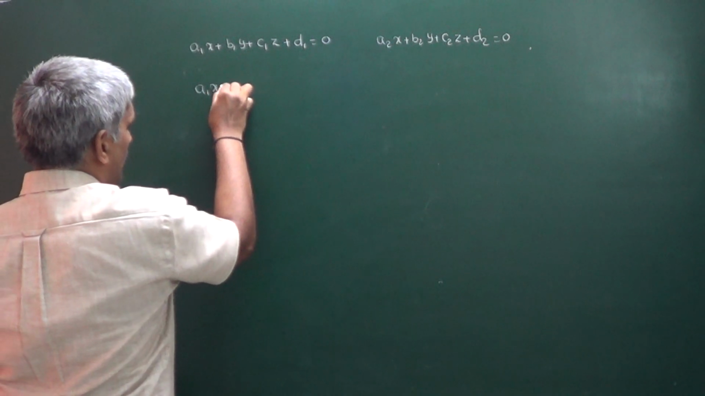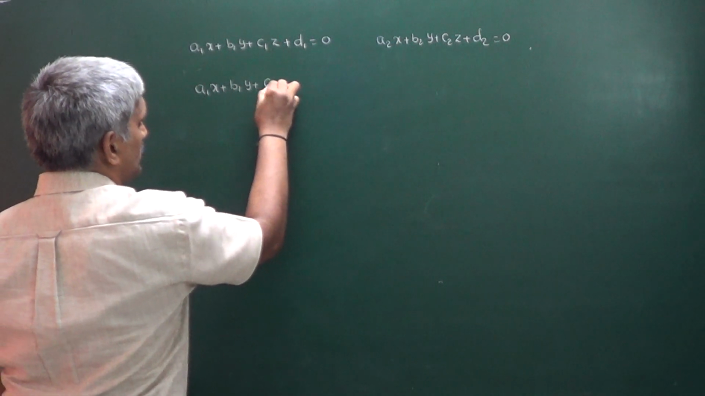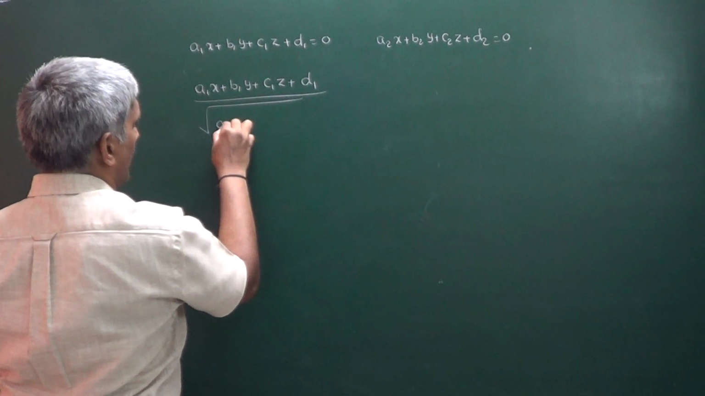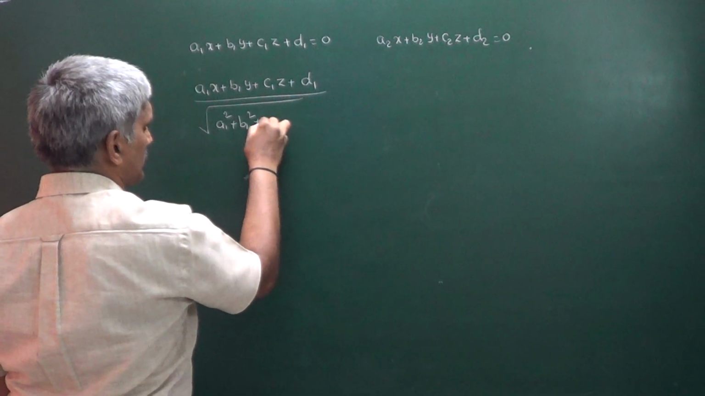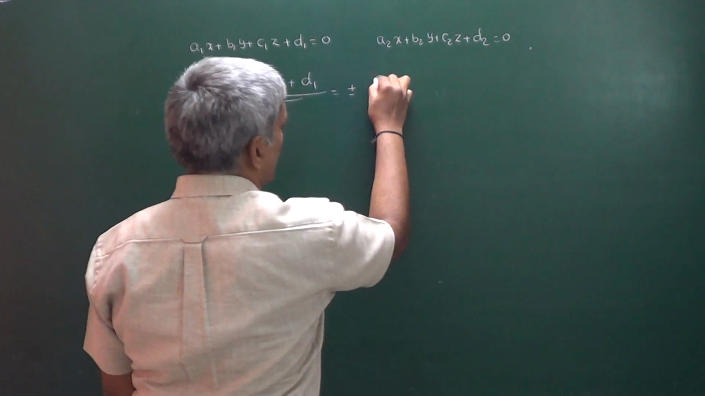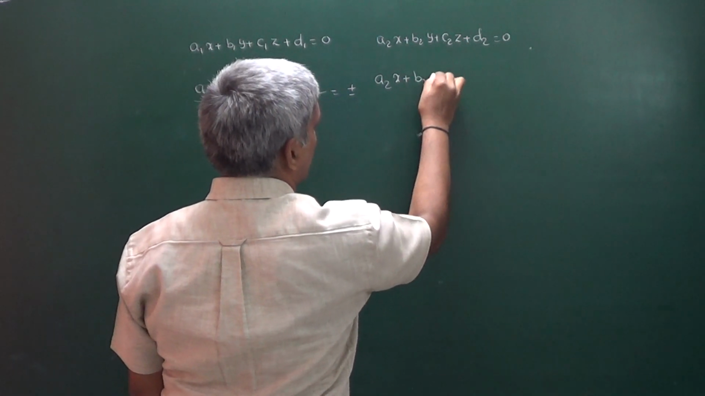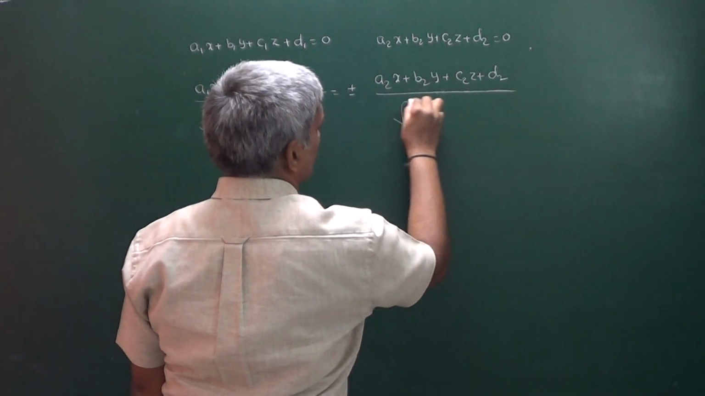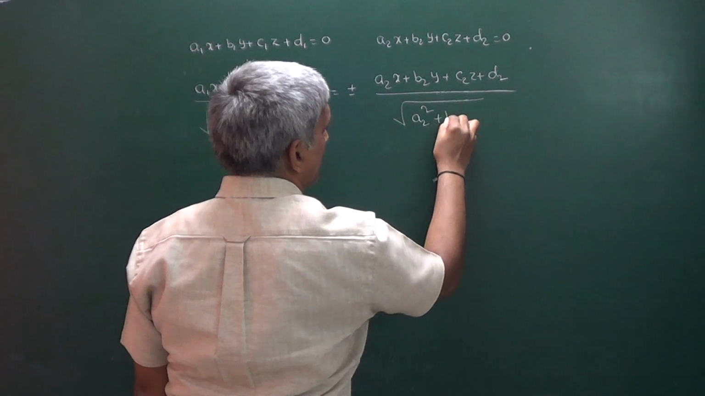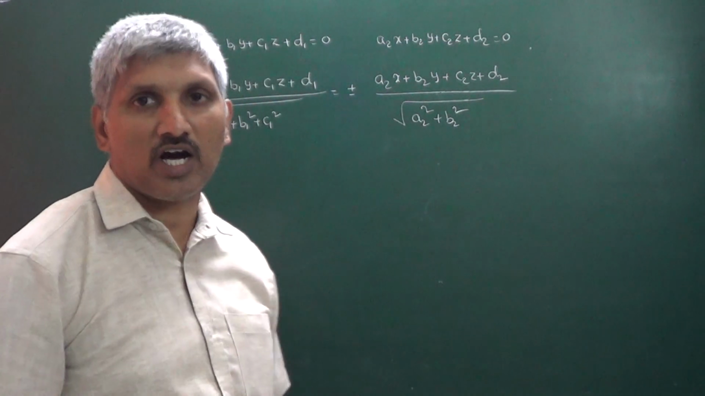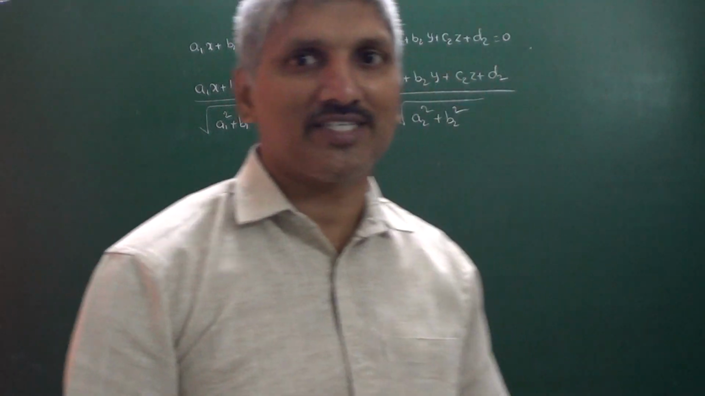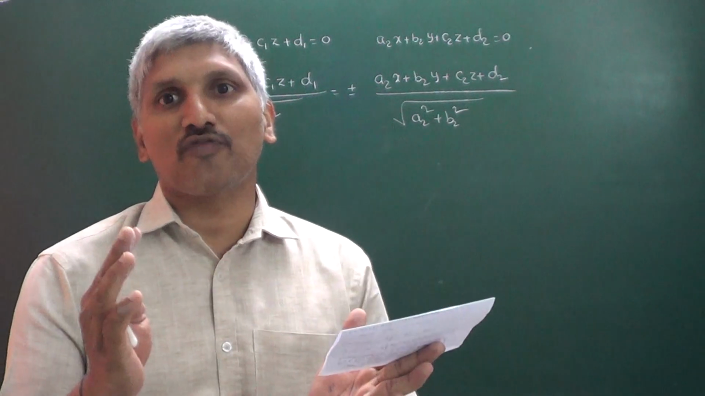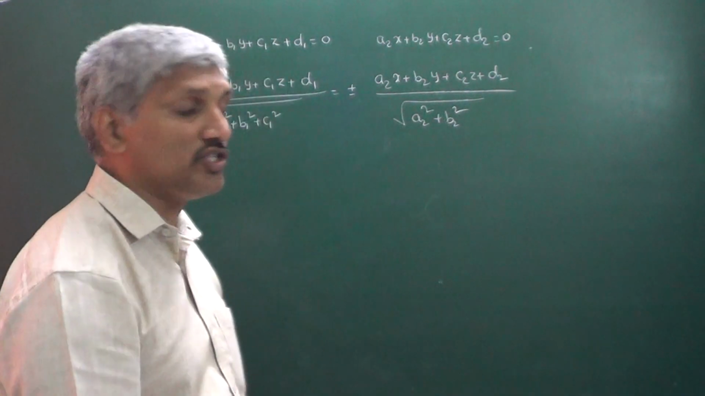That is given by (a1x plus b1y plus c1z plus d1) divided by square root of a1 square plus b1 square plus c1 square is equal to plus or minus (a2x plus b2y plus c2z plus d2) divided by square root of a2 square plus b2 square plus c2 square. That is the formula for finding the angle bisector between two planes. But again the question is, sir, how to find the acute angle bisector and how to find the obtuse angle bisector. Same as the first year discussion.